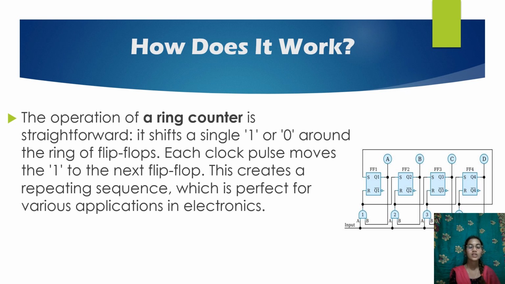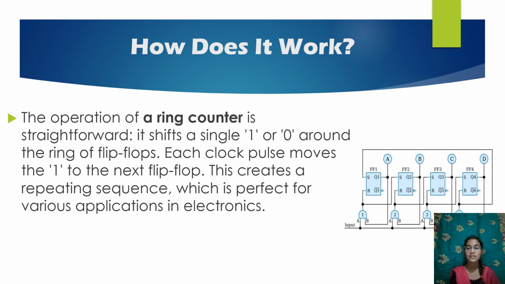How does it work? The operation of a ring counter is straightforward. It shifts a single 1 or 0 around the ring of flip-flops. Each clock pulse moves the 1 to the next flip-flop. This creates a repeating sequence which is perfect for various applications in electronics. It consists of a clear input and clock pulse. Initially, all flip-flops are cleared by the clear input.